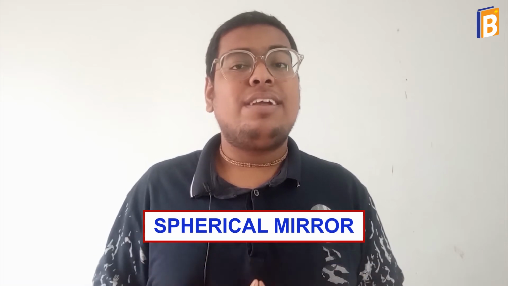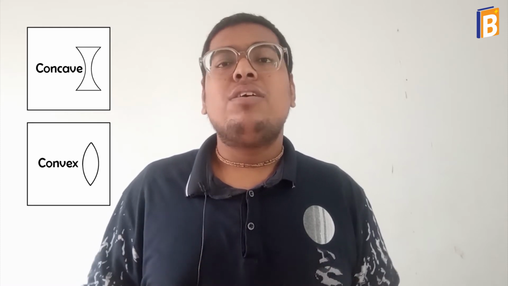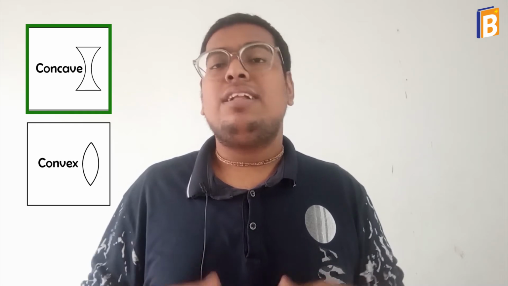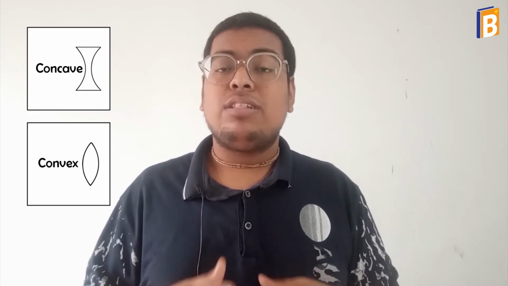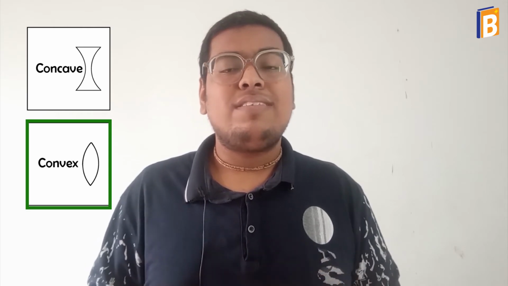Now let's understand about the spherical mirror. The spherical mirror is made from a sphere, so that's why it is known as a spherical mirror. There are two types of spherical mirror. The first one is the concave mirror and the second one is the convex mirror. When the inner surface of the mirror works as the reflecting surface, then it is known as a concave mirror, and when the outer surface of the mirror works as the reflecting surface, then it is known as a convex mirror.